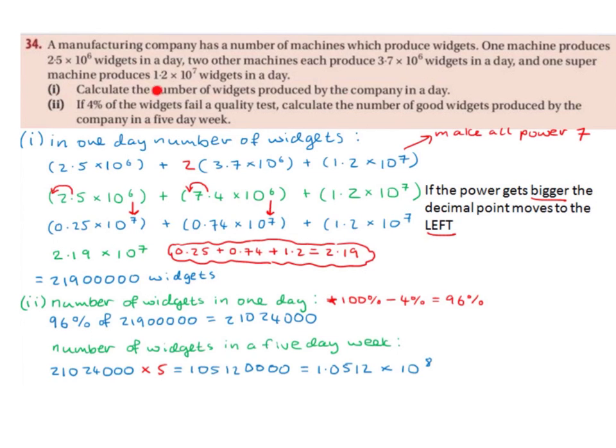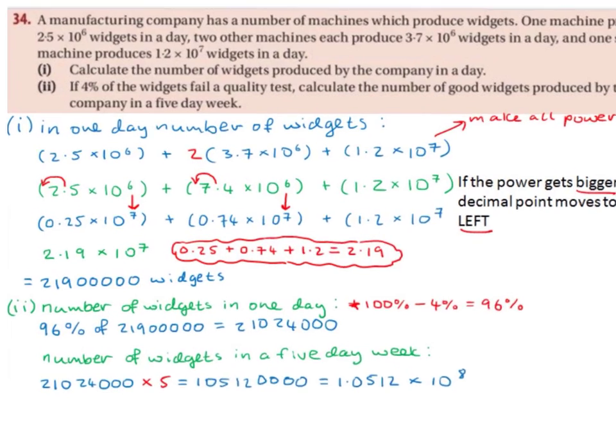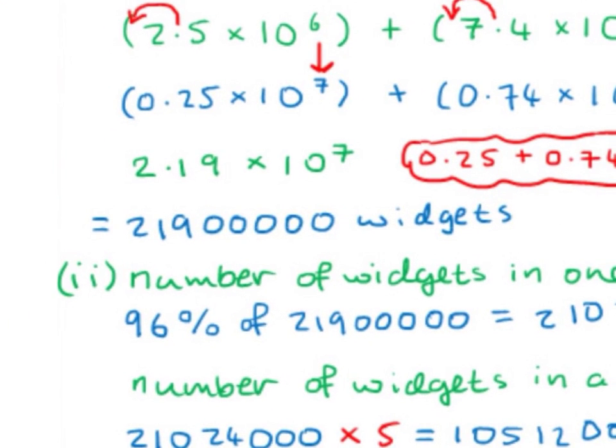Now, we were asked to calculate the number of widgets produced by the company in a day, so we want the actual number of widgets, not in scientific notation. So if we have 2.19 times 10 to the power 7, we need to move that decimal point 7 places to the right. So the decimal point was originally here, just after the 2. So I move it 1, 2, 3, 4, 5, 6, 7 places to the right. And I end up with 21,900,000 widgets.